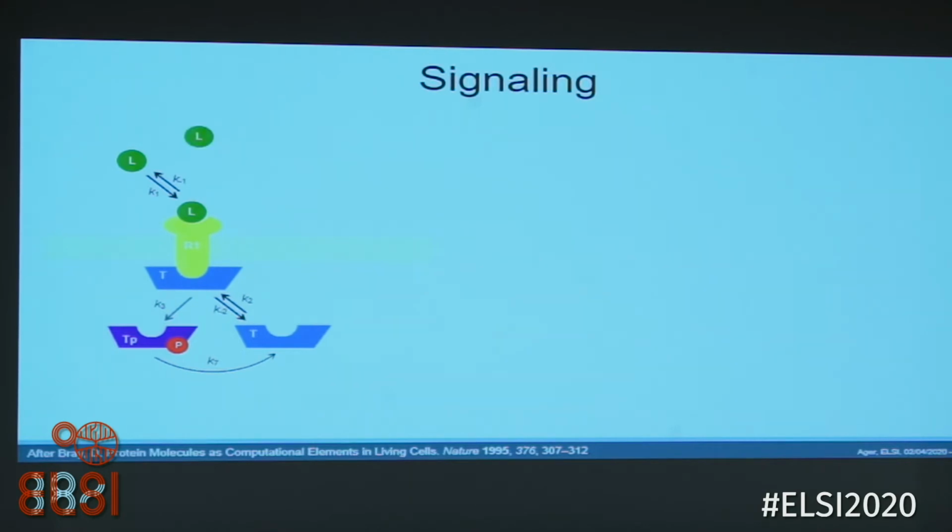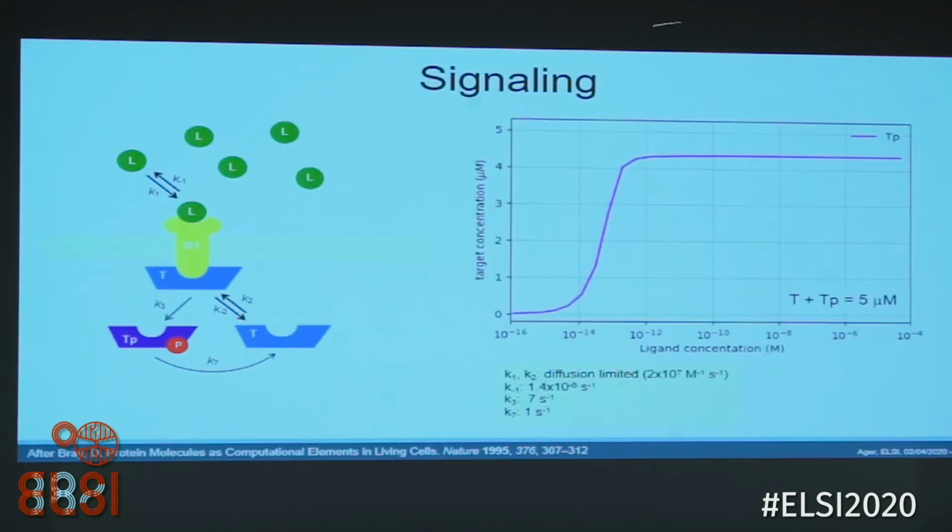And if you go through, what happens is you vary the ligand concentration. You see a classic Michaelis-Menten response function here, where the concentration of the phosphorylated target will go up at a threshold and reach a steady state that's defined by the different rate constants, which I've shown you here.